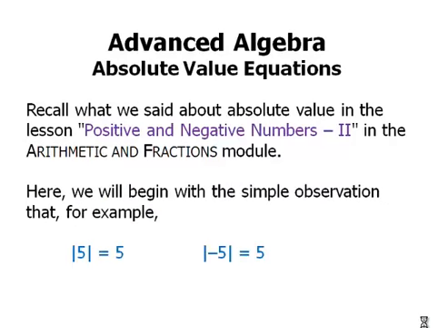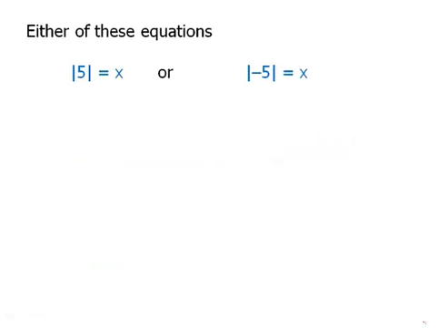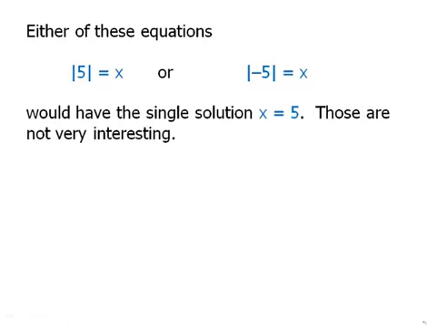So, we'll begin with a simple observation that, for example, absolute value of positive 5, of course, is positive 5. Absolute value of negative 5 is, of course, positive 5. So either of these equations, absolute value of 5 equals x or absolute value of negative 5 equals x, would have the single solution x equals 5. Those are not very interesting equations. Not very interesting when there are no variables inside the absolute value.